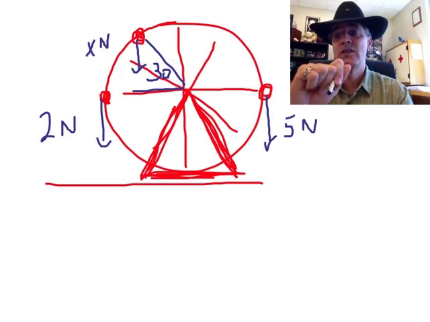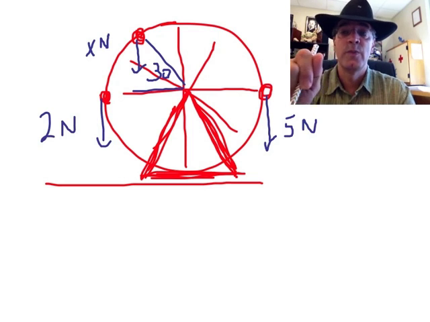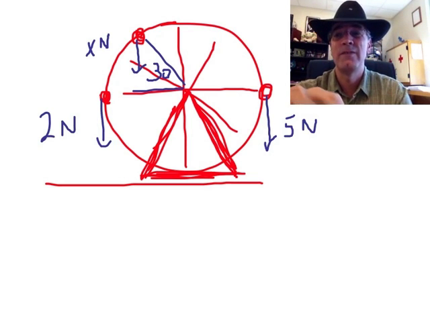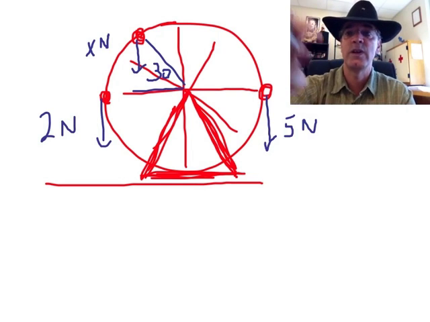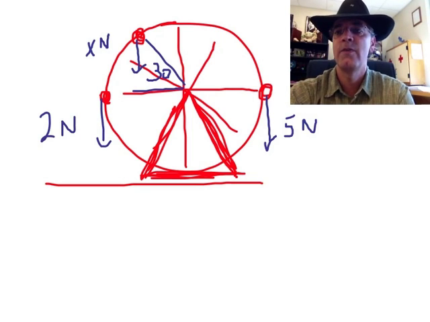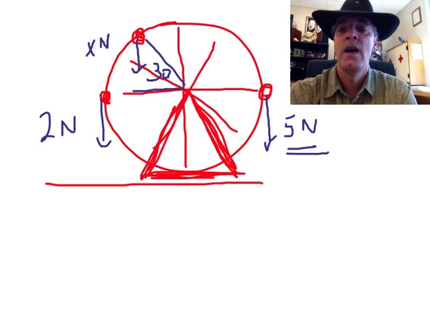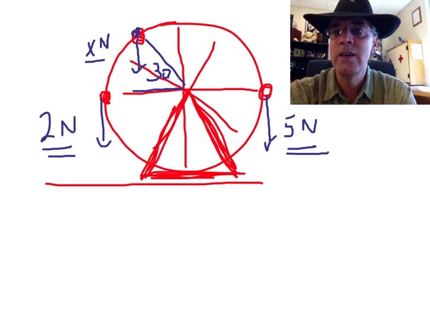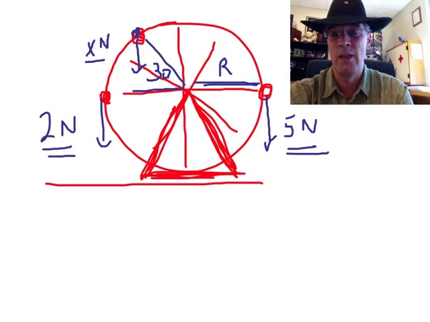I don't know what it is about circular motion and amusement park rides, but the hard torque problems have to do with a Ferris wheel. You'll get 3 different cars on them. Let's say this car on the right is 5 newtons down, this car on the left is 2 newtons down, and then there's some car right here, and we don't know its force, but it's at 30 degrees, and we want it all to balance so it doesn't move. They won't tell you what the radius is, but since it's the same for all of them, it ends up canceling out later.